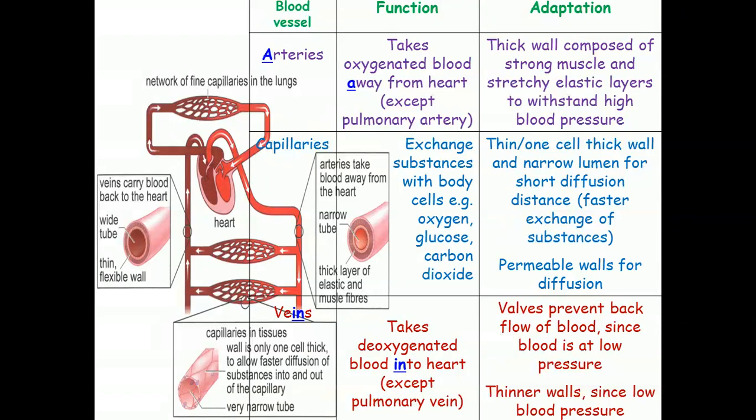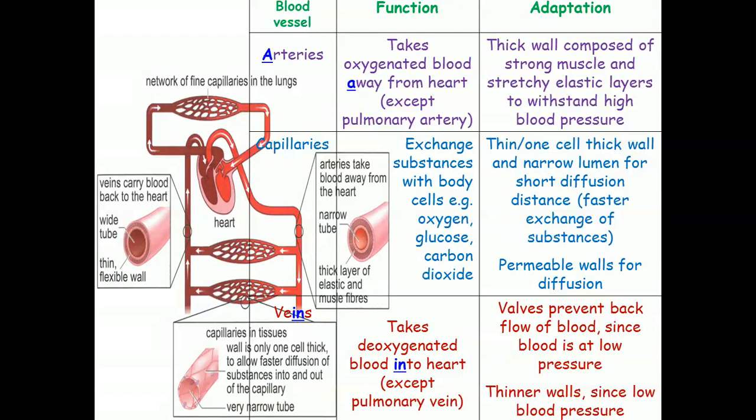Then we've got capillaries. As we said earlier, capillaries are where exchange of substances happens in the body cells. So they're in between arteries and veins, and they're found in the body cells. Substances such as oxygen and glucose can diffuse into body cells, and carbon dioxide can diffuse out. If you look at the picture of the capillaries at the bottom, the wall of the capillary is one cell thick. And they also have a narrow lumen.